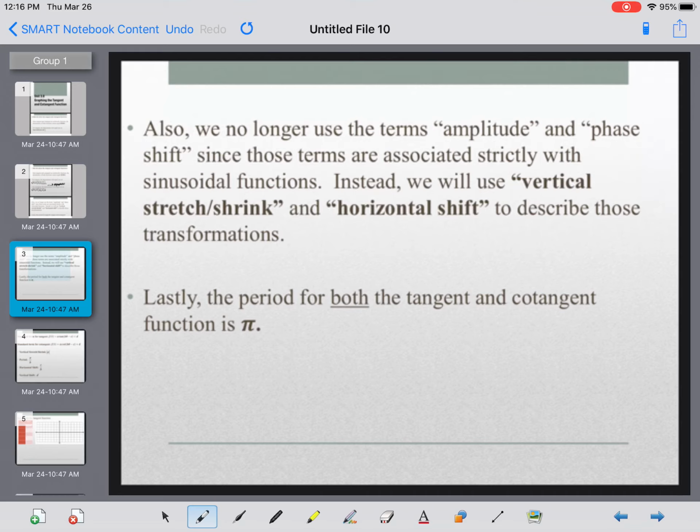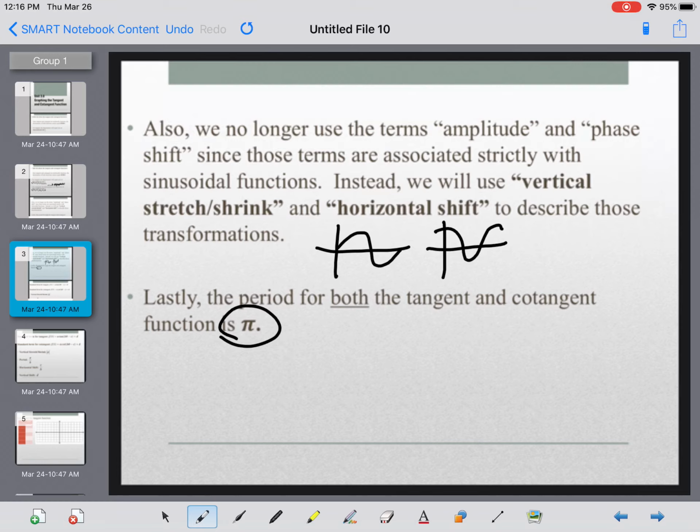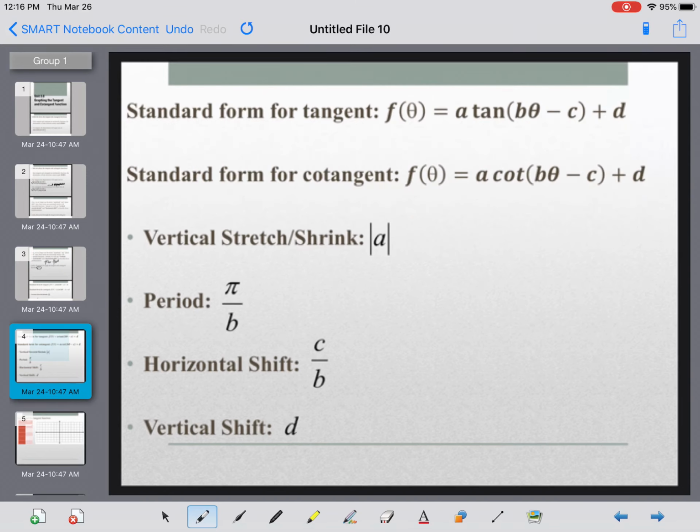So we don't say amplitude or phase shift for tangent and cotangent. Instead, we use a vertical stretch or shrink and a horizontal shift, because the shapes of tangent and cotangent are not sinusoidal, funny word. Sine and cosine shapes are called sinusoidal, and tangent and cotangent have shapes that don't look like that. And the last thing we want to note is the period for the parent functions is now pi, rather than sine and cosine being 2 pi.